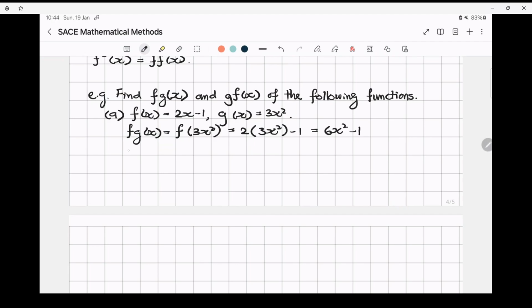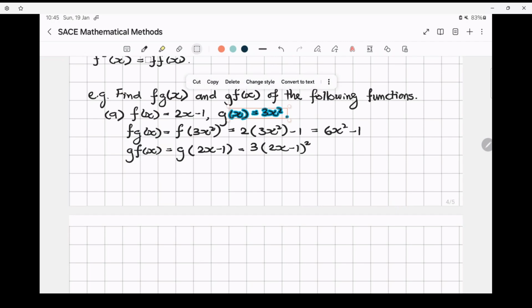So if it is g of f, your f is 2x minus 1, and then your g will be 3x squared. So from here you can already see that in general f of g and g of f are different. Okay?